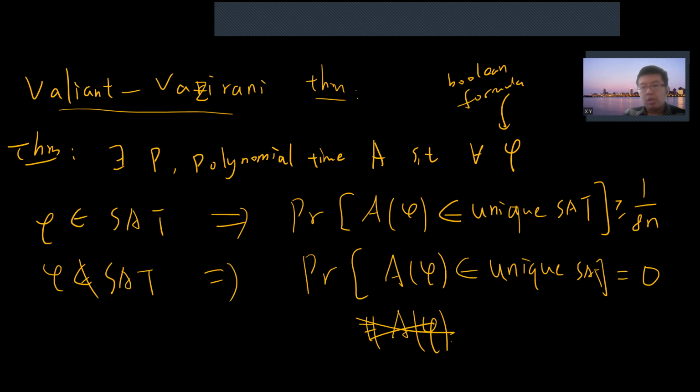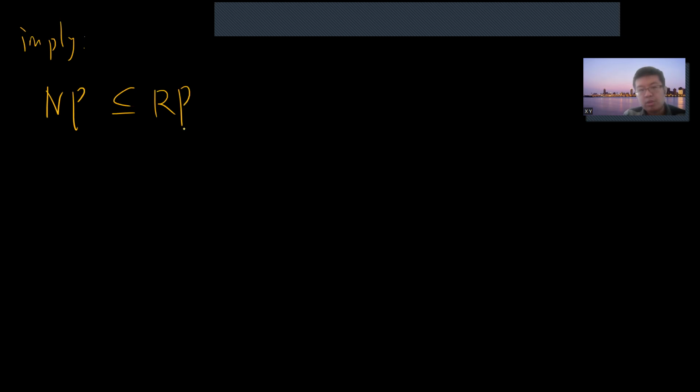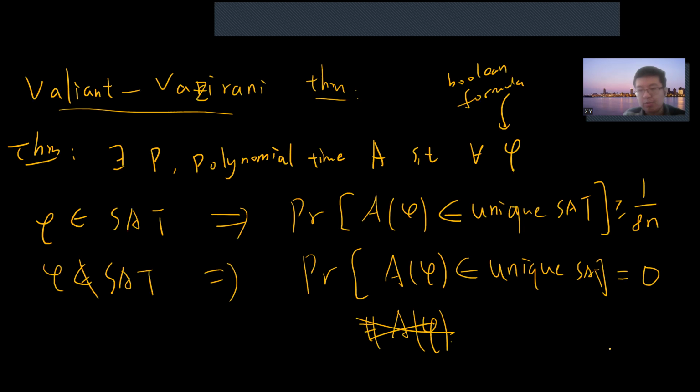Okay, so once you have this, then basically you can say something about NP, right? Because we know that SAT is NP-complete. So this implies NP can be reduced to RP, because it has only one-sided error. RP is basically: if x belongs to L, the Turing machine accepts with high probability, and if x does not belong to L, then it always rejects. This 1 over 4n can be amplified using error amplification.